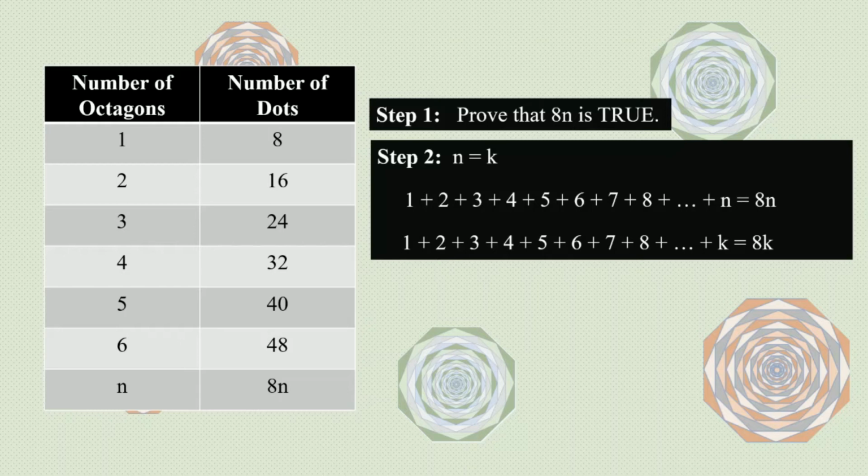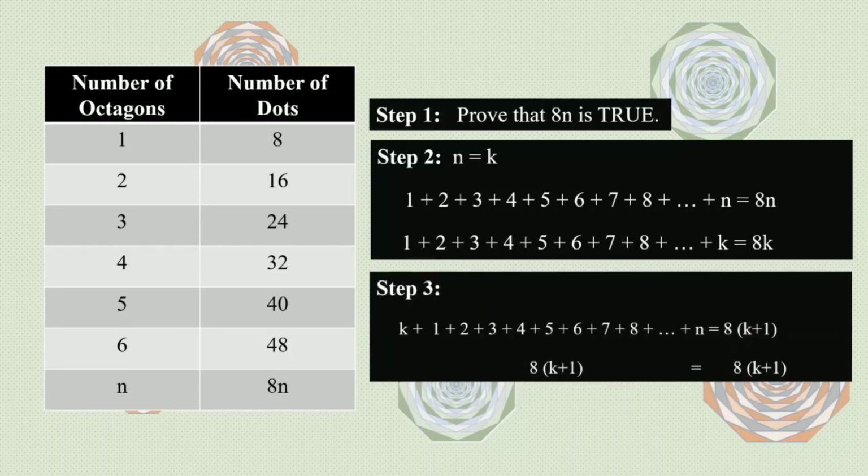Step 3. k plus 1 plus 2 plus 3 plus 4 plus 5 plus 6 plus 7 plus 8 through n is equal to 8 multiplied by k plus 1. And since k plus 1 plus 2 plus 3 plus 4 plus 5 plus 6 plus 7 plus 8 through n is also equal to 8 multiplied by k plus 1, then it is true. We can now conclude that 8n is correct in getting the number of dots of an octagonal flower.